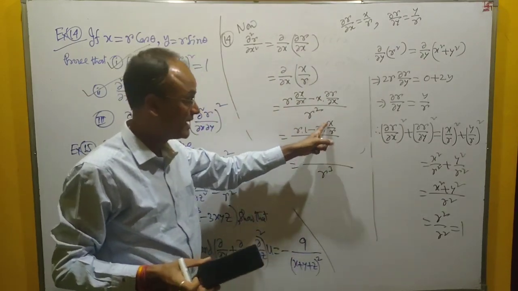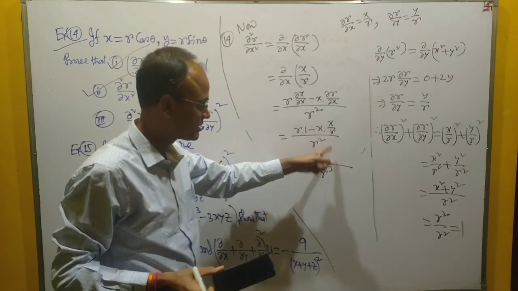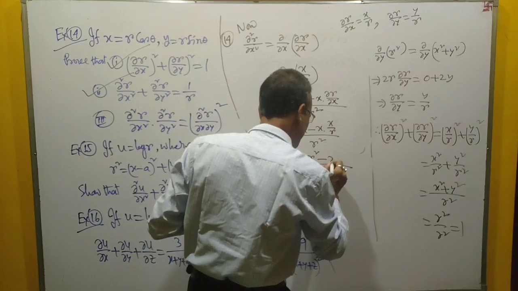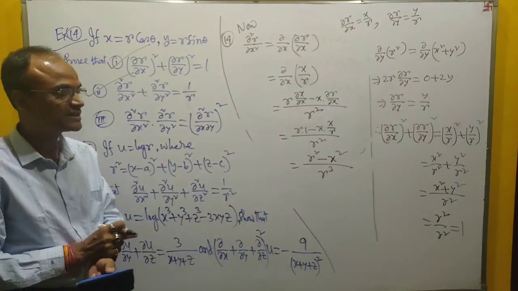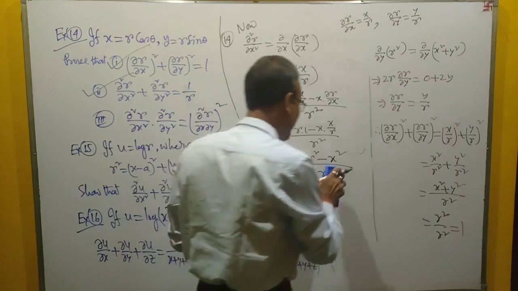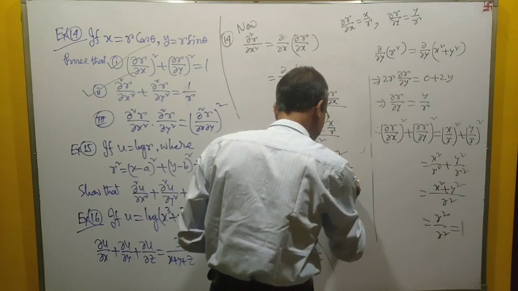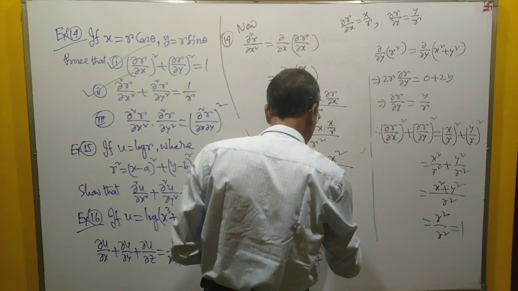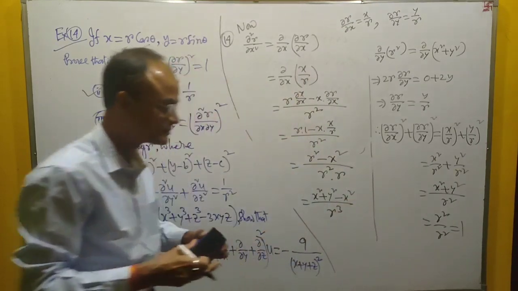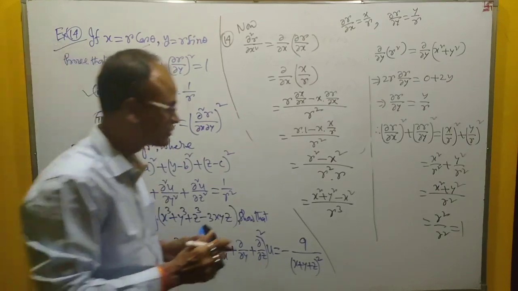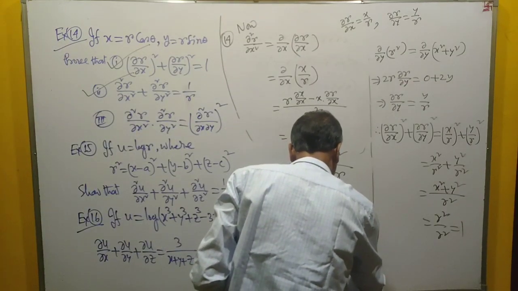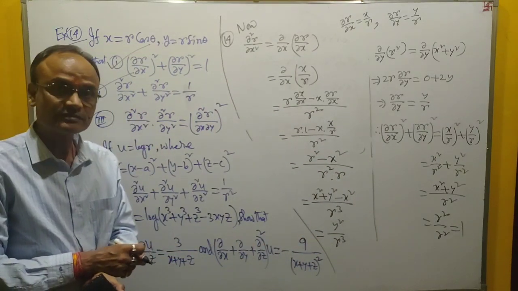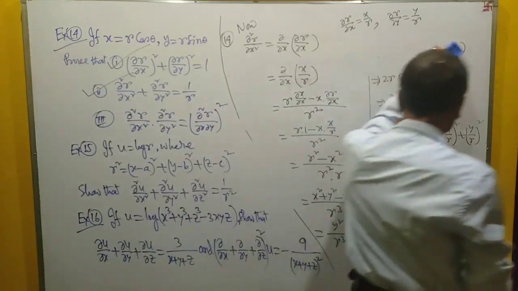Already r square is there, x by r. Just take the LCM of the numerator r and you will get r square minus x square. You may write here r square into r. Next step I will write r cube. R square means x square plus y square minus x square. Means x square cancels. You will get y square by r cube.